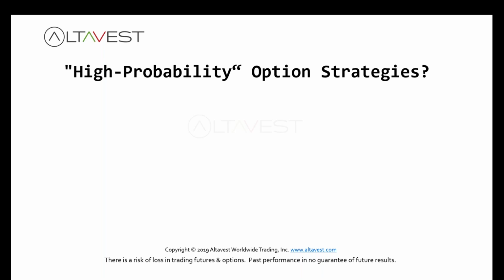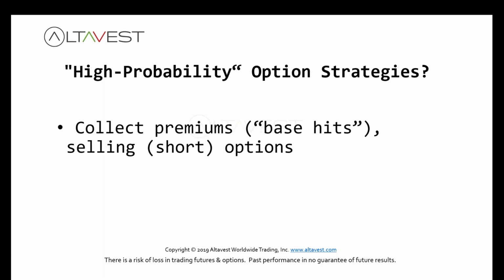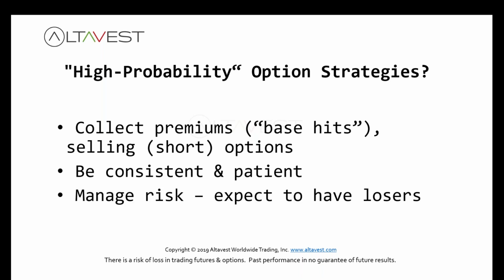How do we apply that theory to option strategies? We call it high probability trading by collecting premiums. We call these base hits. We sell options. We're consistent. We're patient. We manage risk. We know we will have losers.